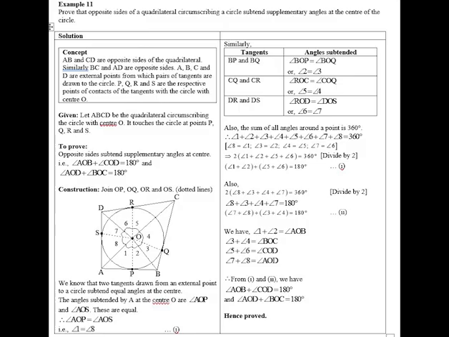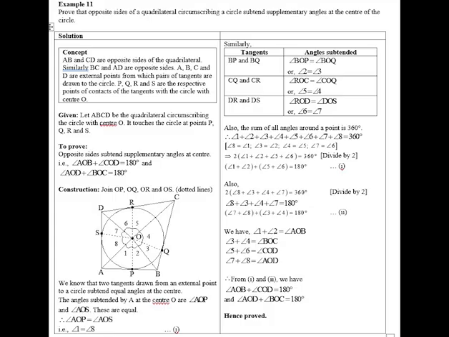Example 11. Prove that the opposite sides of a quadrilateral circumscribing a circle subtend supplementary angle at the center of the circle. Let ABCD be the quadrilateral circumscribing the circle with center O. Let it touch the circle at points P, Q, R and S. AB and CD are the opposite sides of the quadrilateral. Similarly, BC and AD are the opposite sides.